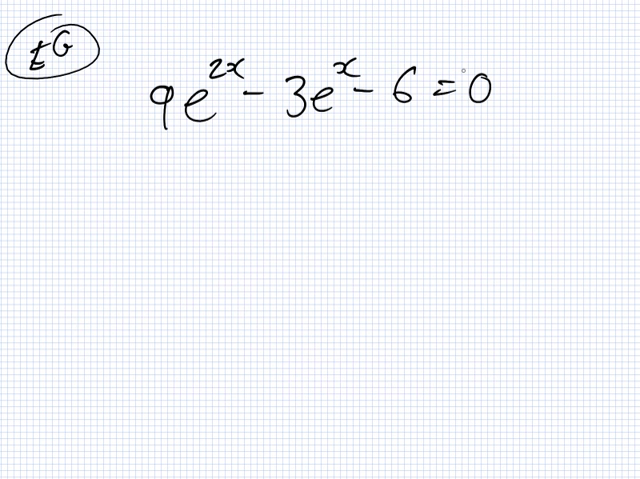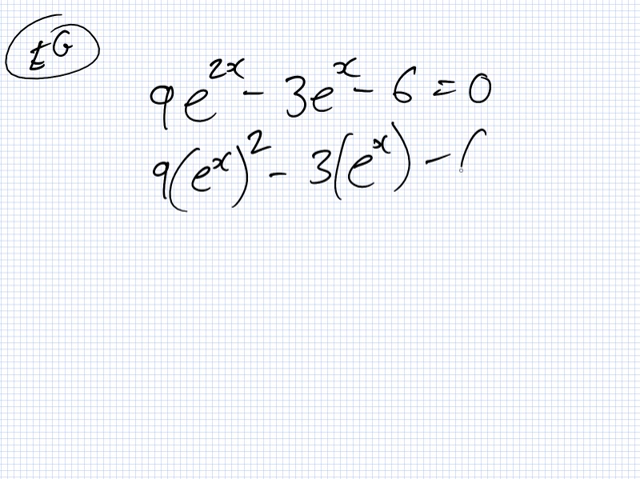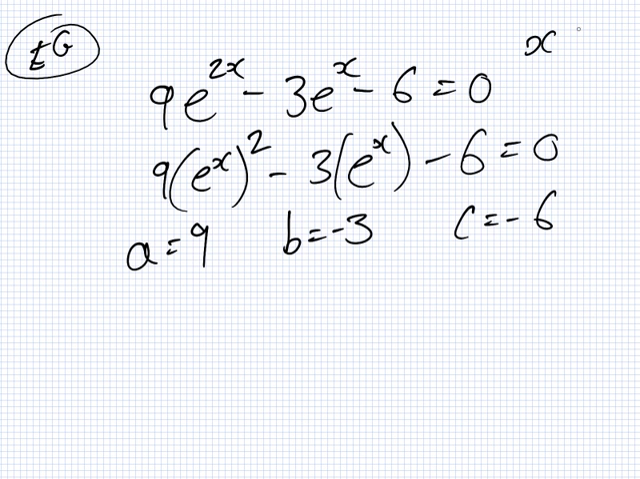I don't think we can factorize here because it's like a quadratic. It's like 9e^x squared minus 3e^x minus 6 equals 0. We can just use the formula, but does it have factors? It actually does have factors, but you can use the formula if you want. So if you use the formula with a equals 9, b equals minus 3, and c equals minus 6, you get two answers. You get 1 or minus 2 over 3.